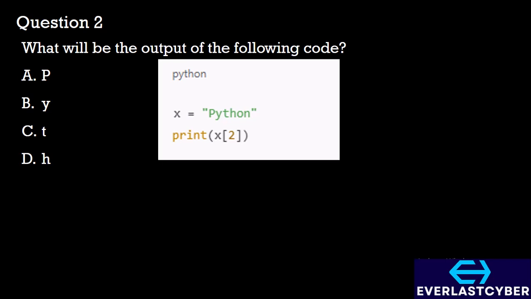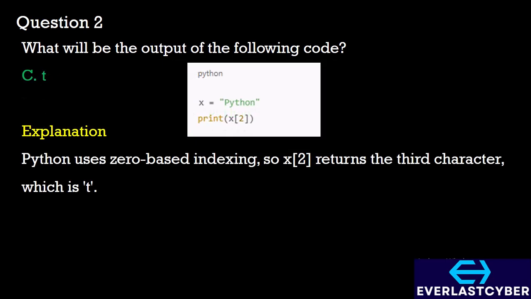Question 2. What will be the output of the following code we have on the screen? Option A, P, B, Y, C, T, D, H. Looking at the code on the screen, X is assigned the string Python, and Python uses zero-based indexing. This means that the first character has an index of 0, so X[2] in the square brackets will return the third character, which is T in Python. So our answer is option C.